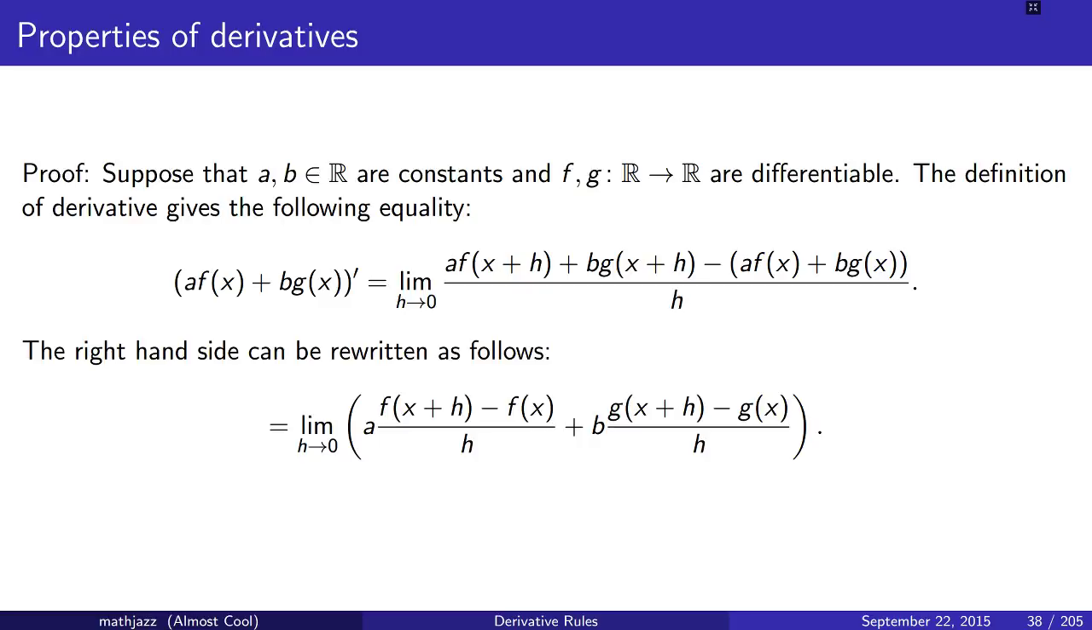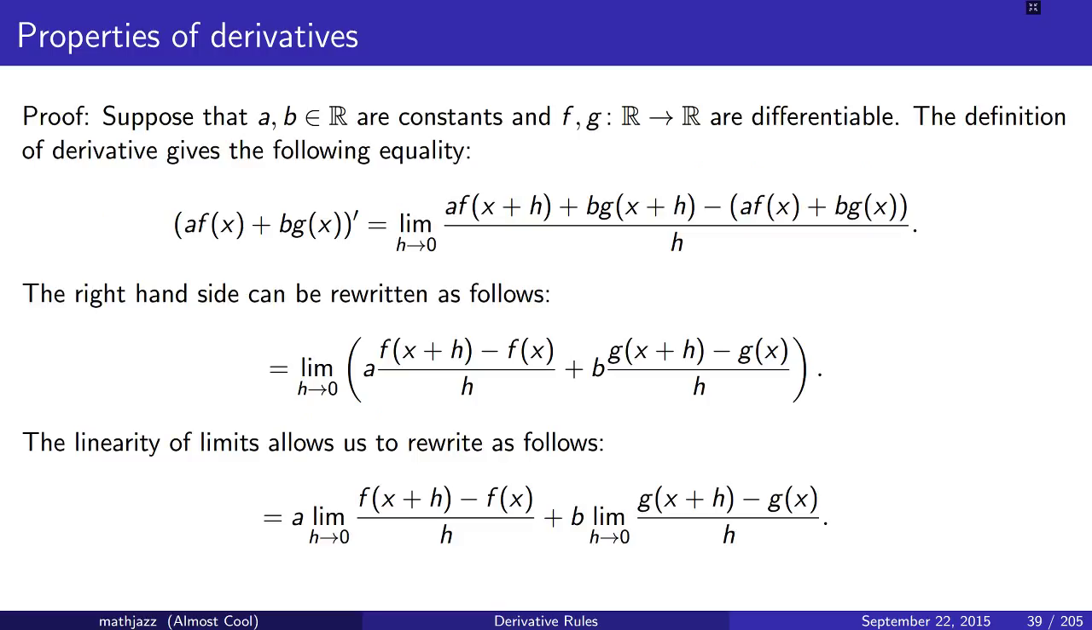Once we have this, though, we know that limits have linearity from a previous video, which I'll actually make in the future, but you can watch it before this one if you want to see the proof of that. But limits have linearity, and that allows us to break apart the fraction, take the limit of each fraction, and factor out the a and the b from each of these fractions.